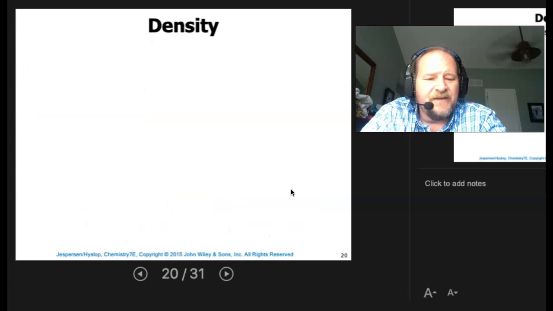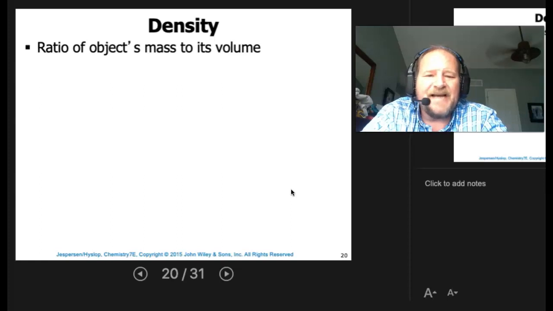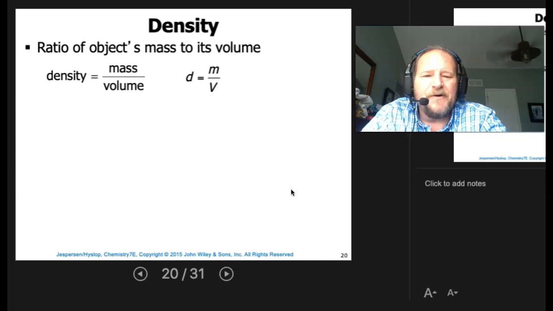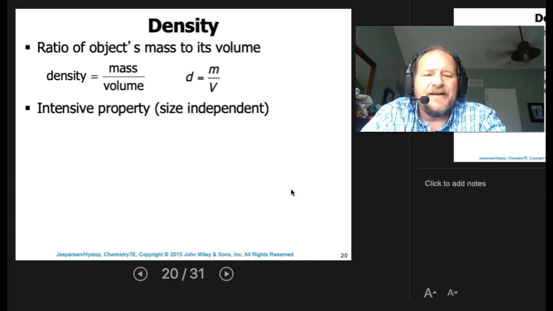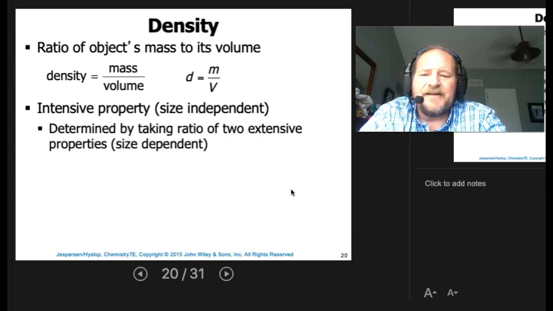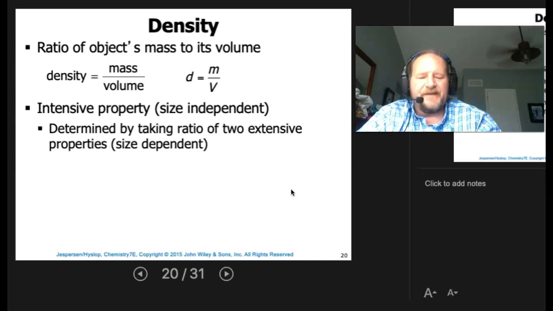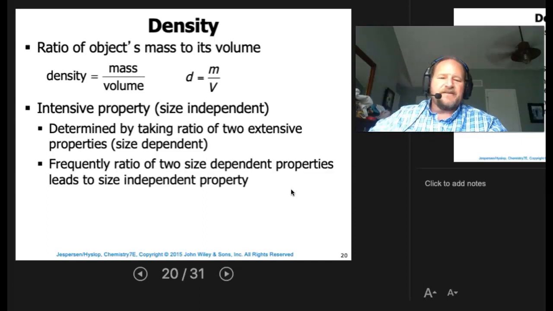All right. Next up is density. Density is the ratio of an object's mass to its volume. Mathematically, it'd simply be D equals M over V. It is an intensive property, therefore it's not size dependent, it is size independent. It's determined by taking the ratio of two of the extensive properties, and we saw that earlier when we talked about the difference between intensive and extensive.